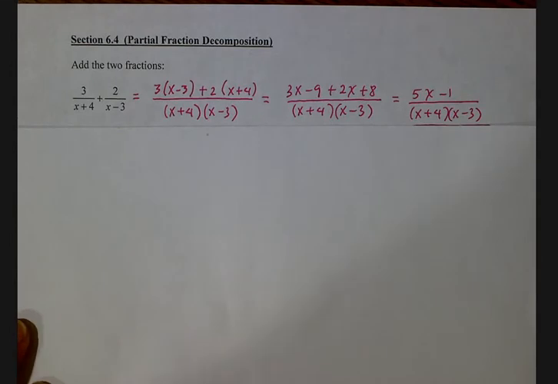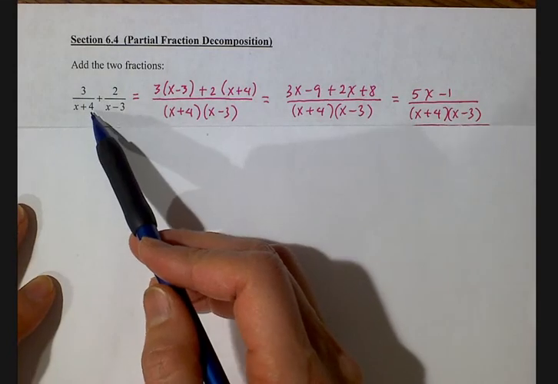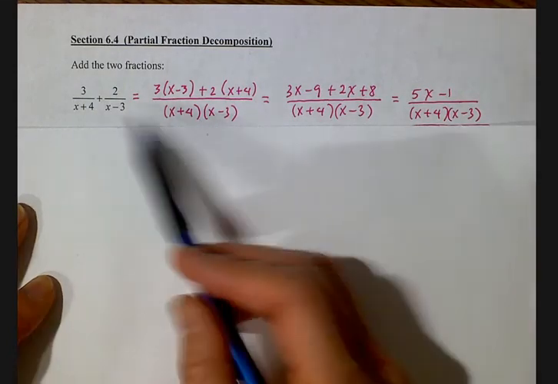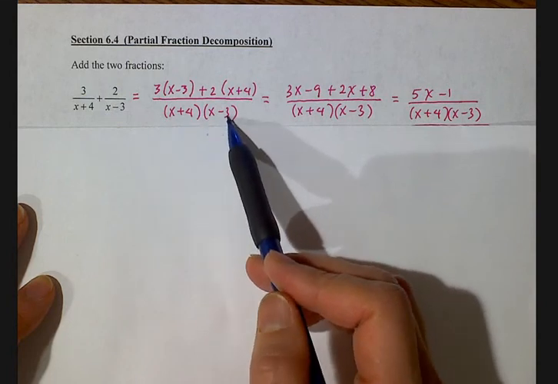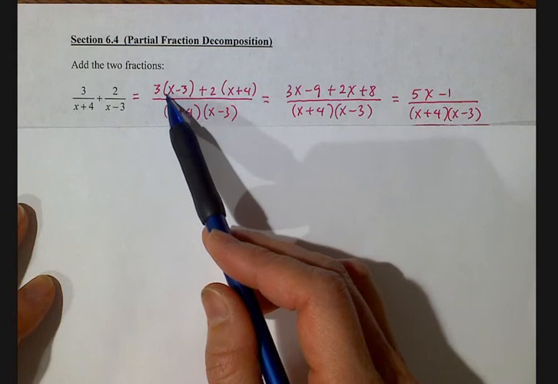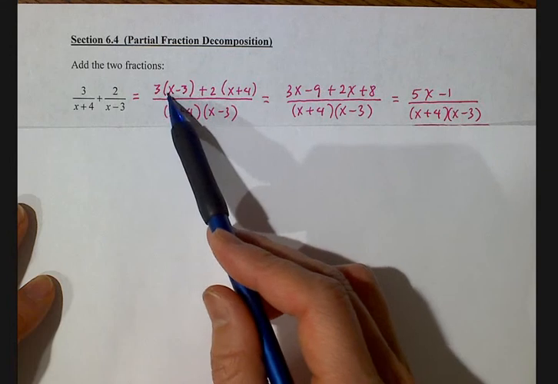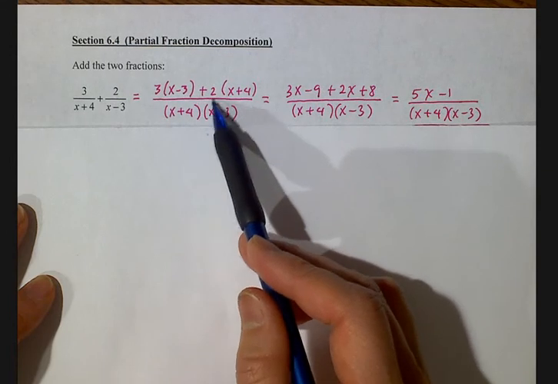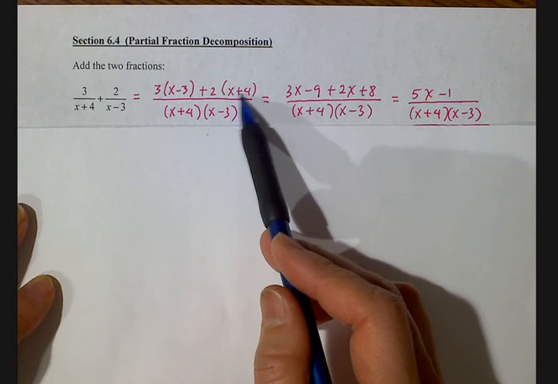This is section 6.4 on partial fraction decomposition, and it's in your class notes, page 7. When you are adding two fractions, you get the common denominator, and so for this one it would be x plus 4 and x minus 3. So then with the first fraction, you need to account for not having an x minus 3, so you'd multiply 3 times x minus 3. And then for the 2, you have to account for x plus 4.